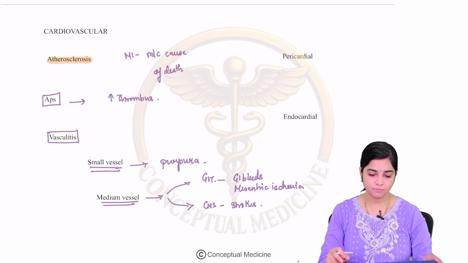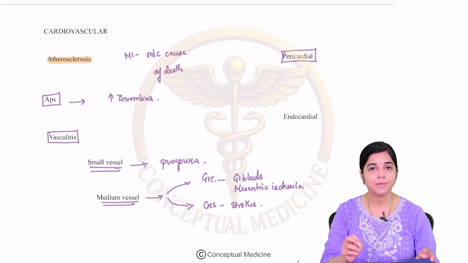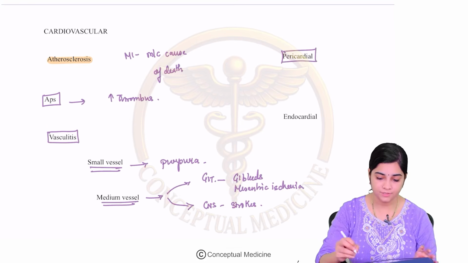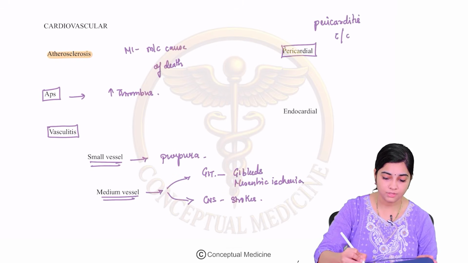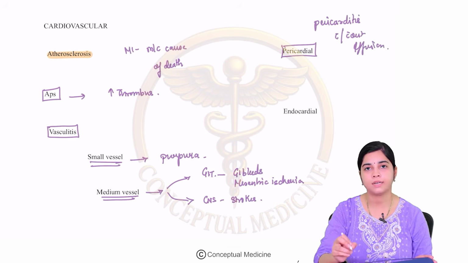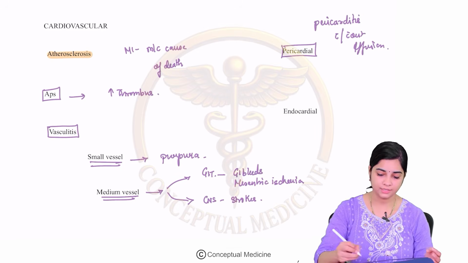Okay, so this is about the cardiovascular manifestations. Then pericardium. In the pericardium, what is the most common manifestation in SLE? You can have pericarditis with or without effusion. You can have pericarditis or you can have the presence of massive amounts of pericardial effusion.